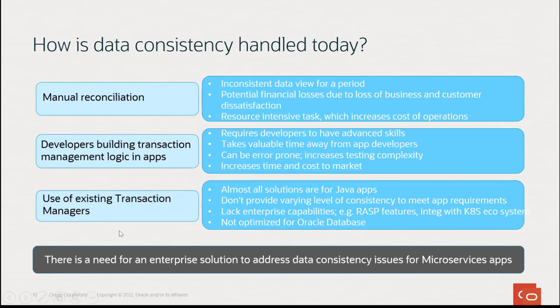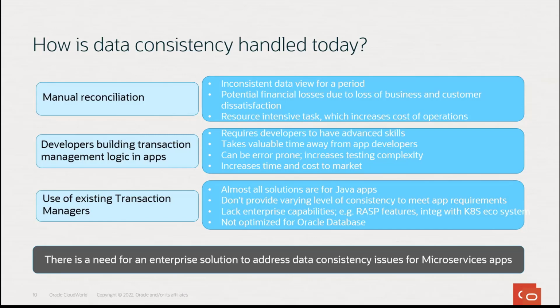The other way of ensuring data consistency today is to use one of the existing transaction managers. There are not many transaction managers that exist as of now. There are some solutions out there, and most of these are Java focused. Microservices are being developed in many different languages, but many of these existing ones are Java focused.